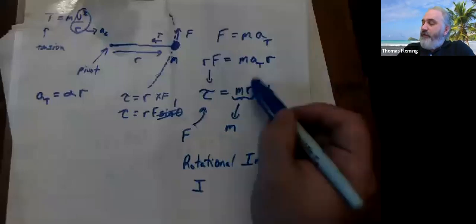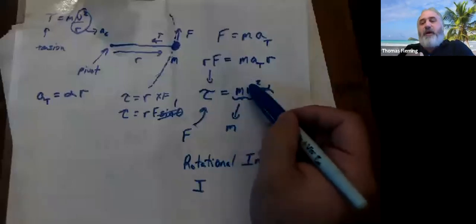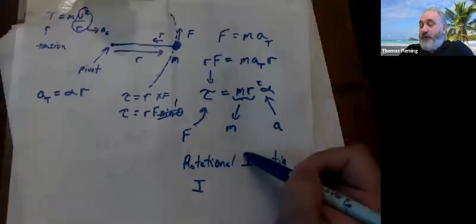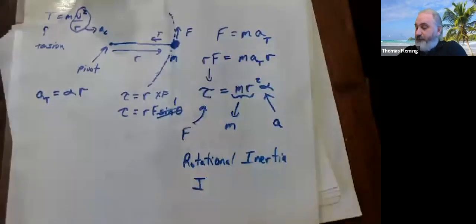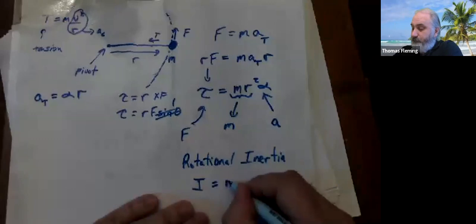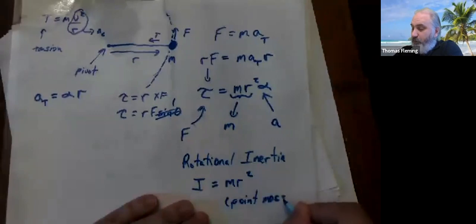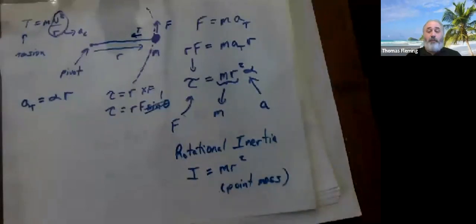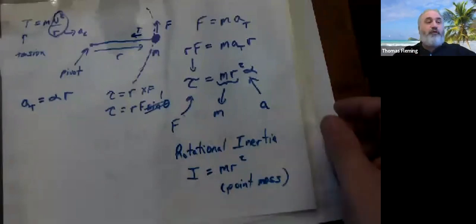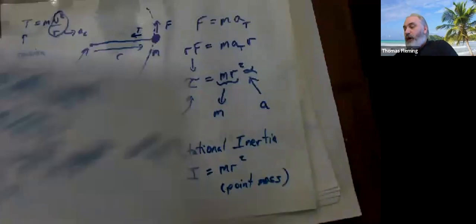And this mr squared expression is going to be the moment of inertia, or the rotational inertia, of a point mass. Now we'll talk in a second about what happens if I don't have a point mass. The answer is it'll be complicated. But for the time being, we have our next set of rotational analogs to our traditional translational motion.